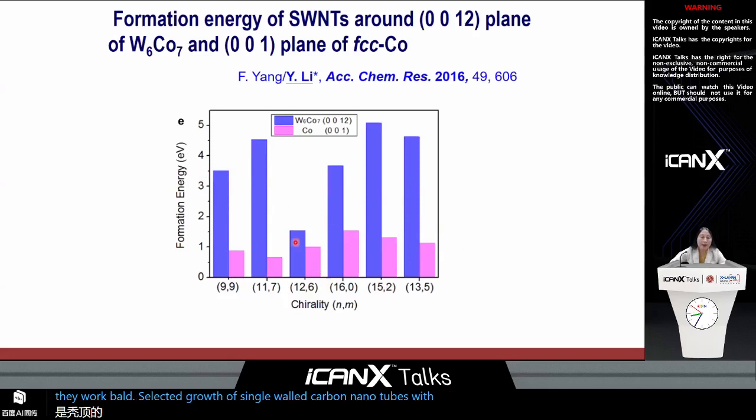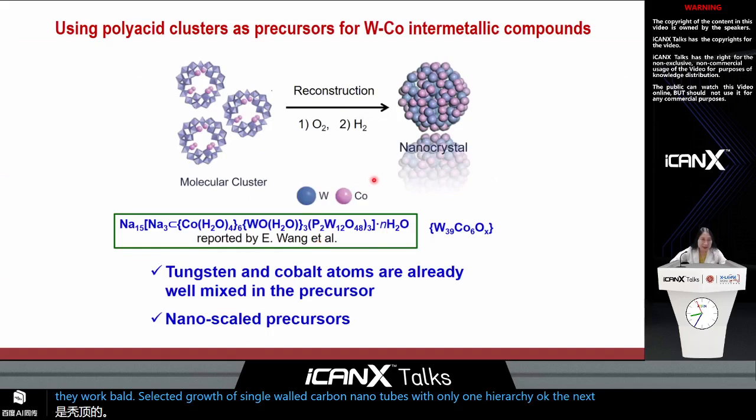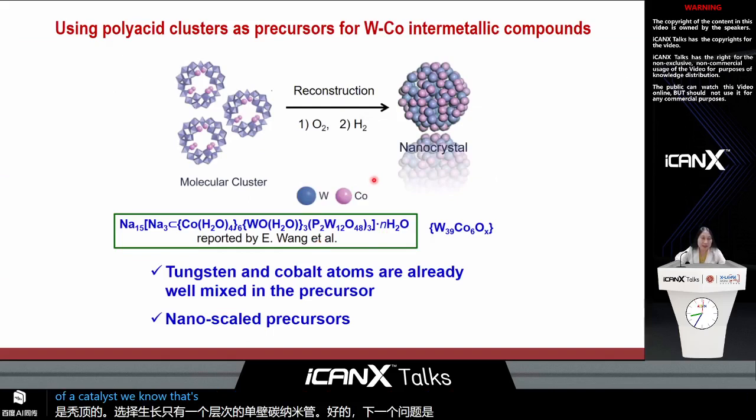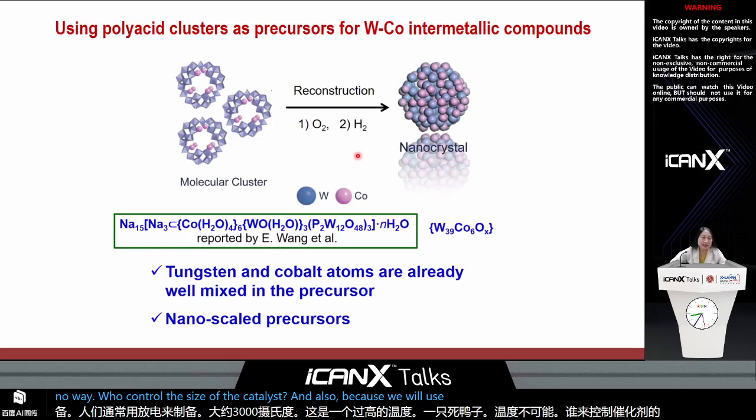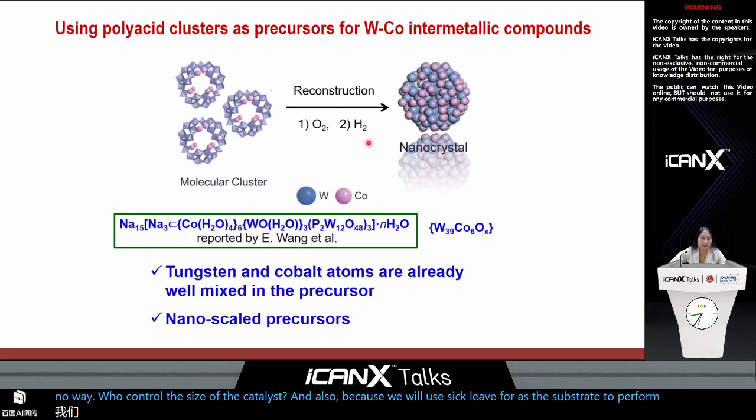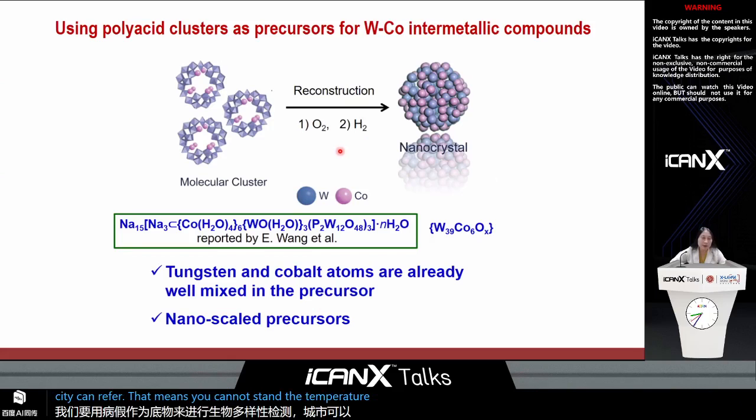Okay, the next problem is the preparation of the catalyst. We know that tungsten-based intermetallic compounds are not easy to prepare. People normally use arc discharge to prepare them at temperatures above 3000 degrees centigrade. This is too high a temperature. At that temperature, there's no way to control the size of the catalyst. And also because we will use a silicon wafer as the substrate to perform the CVD process, a silicon wafer definitely cannot stand temperatures beyond 3000. That means we definitely need to develop a new way to synthesize these intermetallic compounds.